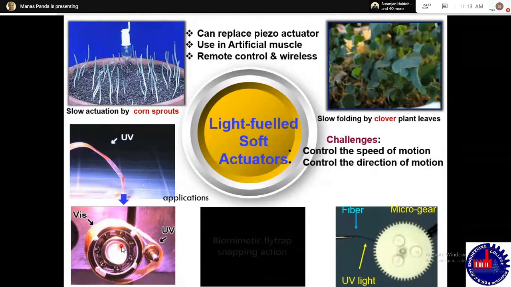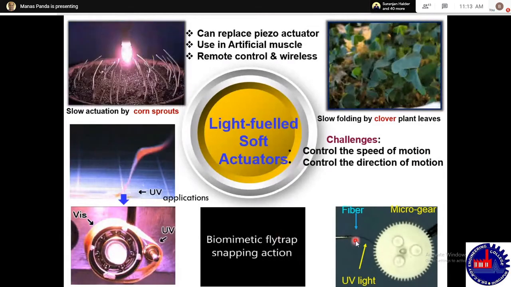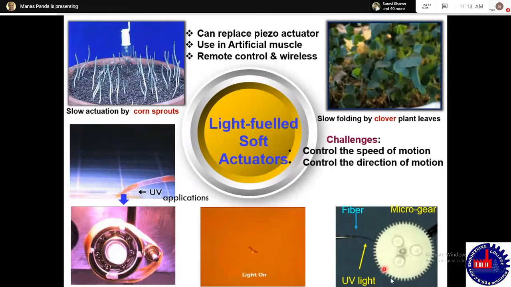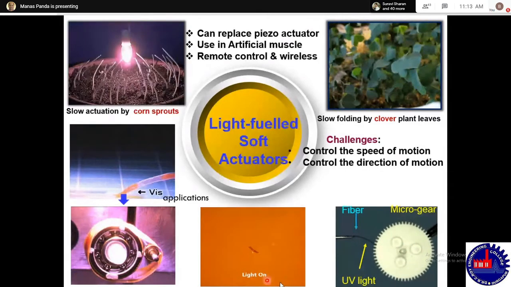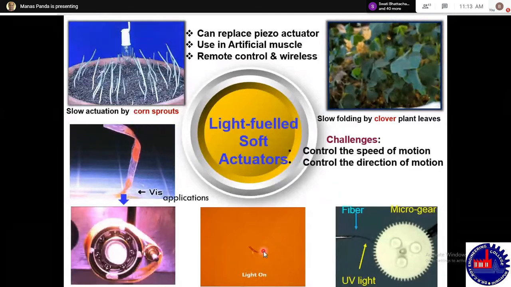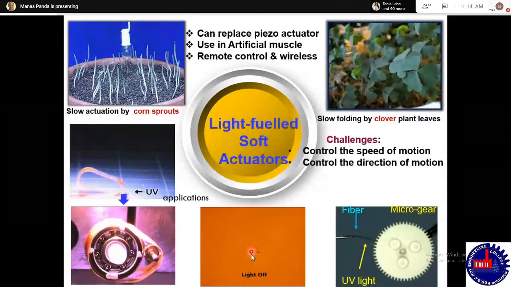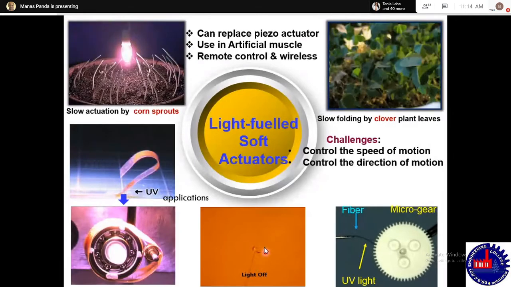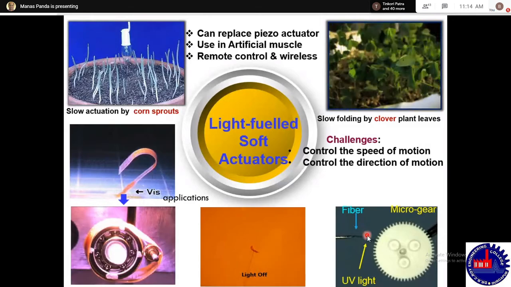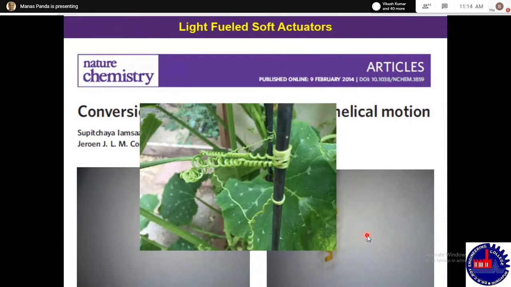You can even see other examples, how the light is rotating the micro machine over here. And the Venus fly trap I told you about in the previous slide, you can see the light-driven fly trap is also there. Light-driven fly trap means in the presence of light they can actuate and catch objects. So with this, I will move forward with just one last slide, probably this one.